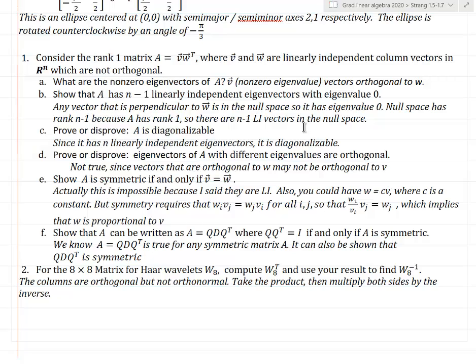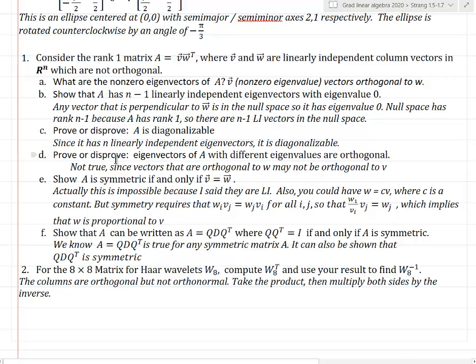Okay, prove or disprove A is diagonalizable. So A has n minus 1 eigenvectors with eigenvalue 0, and it has one eigenvector with eigenvalue not equal to 0. So that means that we have n linearly independent eigenvectors, and it's diagonalizable. So why is V linearly independent from the others? Well, because it's an eigenvector with a different eigenvalue. If you have eigenvectors with different eigenvalues, they're linearly independent.